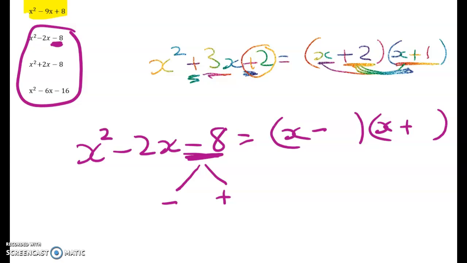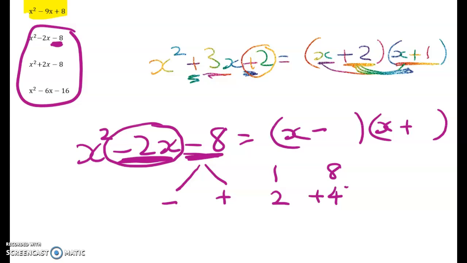So again, we think about factors of 8. We've got 1 and 8. We've got 2 and 4. I want to end up with a gap of 2 between those numbers. And when we expand, we need to get negative 2x. So if we put the positive sign by the 4, so I'm looking at 1 and 8 and I'm going, the gap is 7. I'm looking at 2 and 4 and the gap is 2.